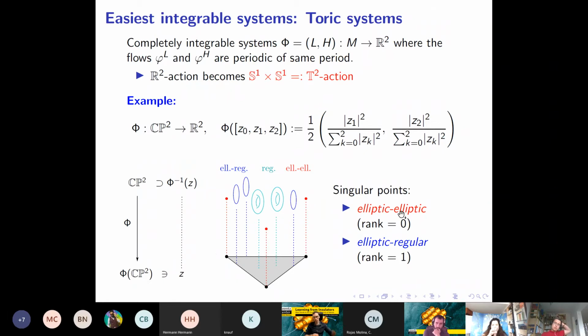And the singular points, in the lowest strata of the image, you have the elliptic points sitting over the vertices. Over the edges, you have some elliptic regular stuff, and here in the middle, where it's non-singular, you have tori. And this again is Arnold-Liouville, which tells you that over non-degenerate stuff you have n tori, so in this case, 2 tori.